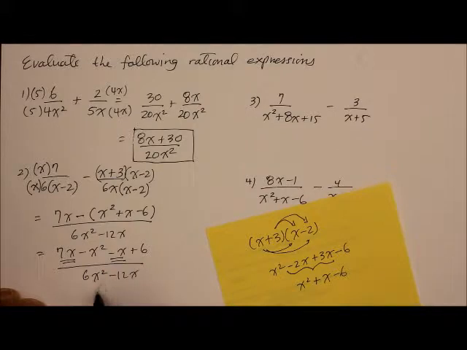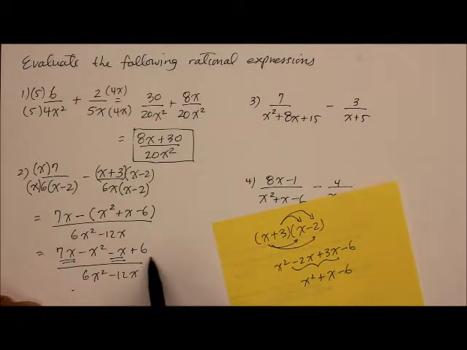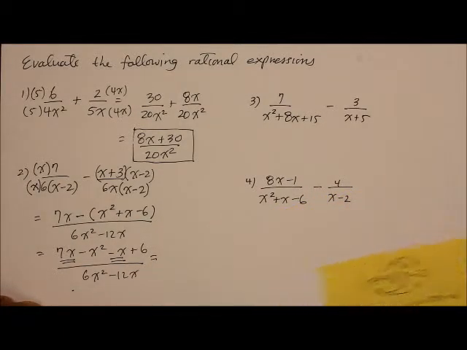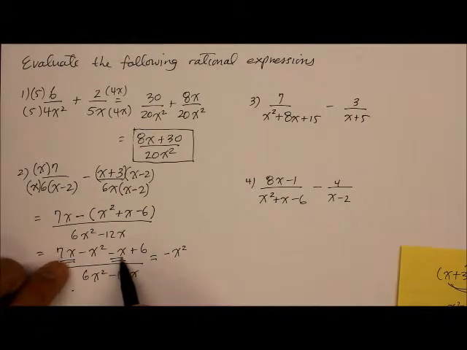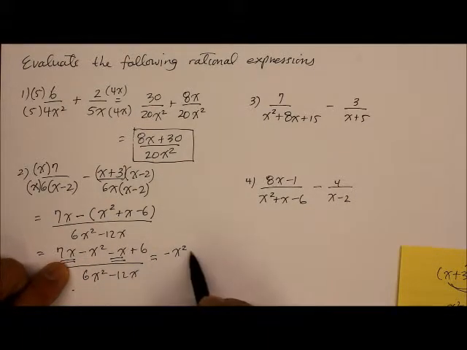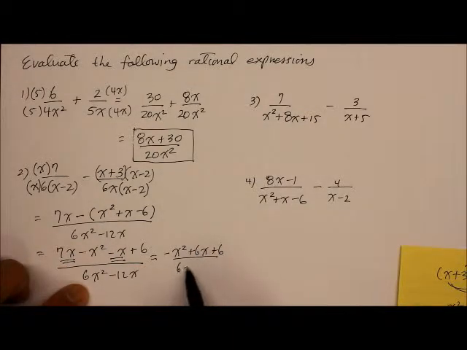So when you put them in standard form, I hope you can see this. No, you cannot. So let me put that over here instead. So you end up getting -x squared, 7x minus 1x is 6x, plus 6, all over 6x squared minus 12x. Okay?